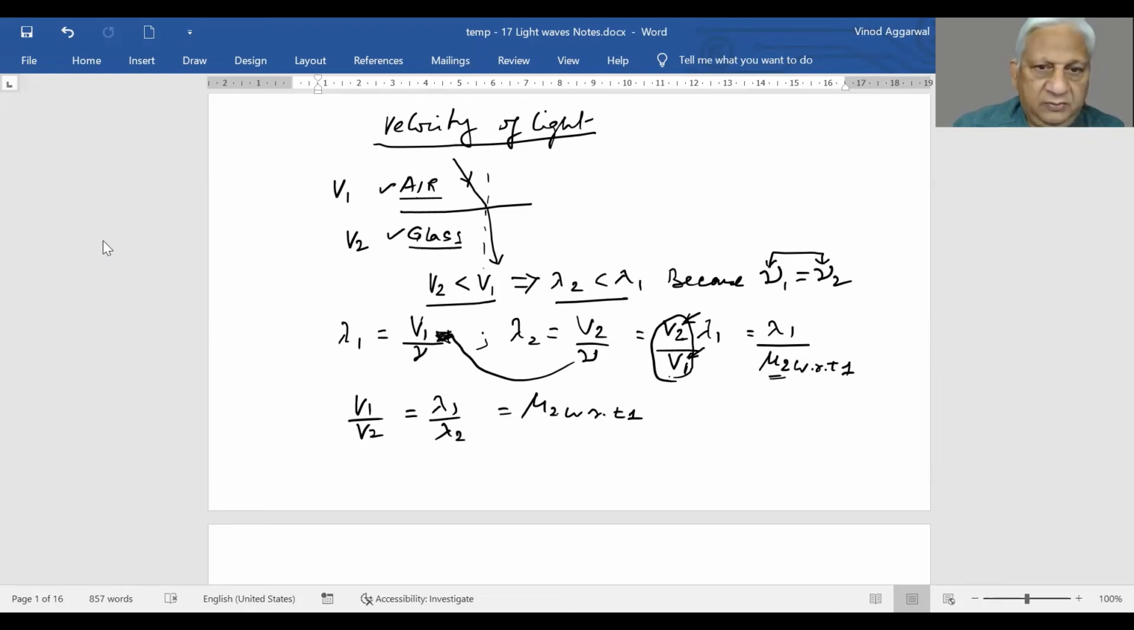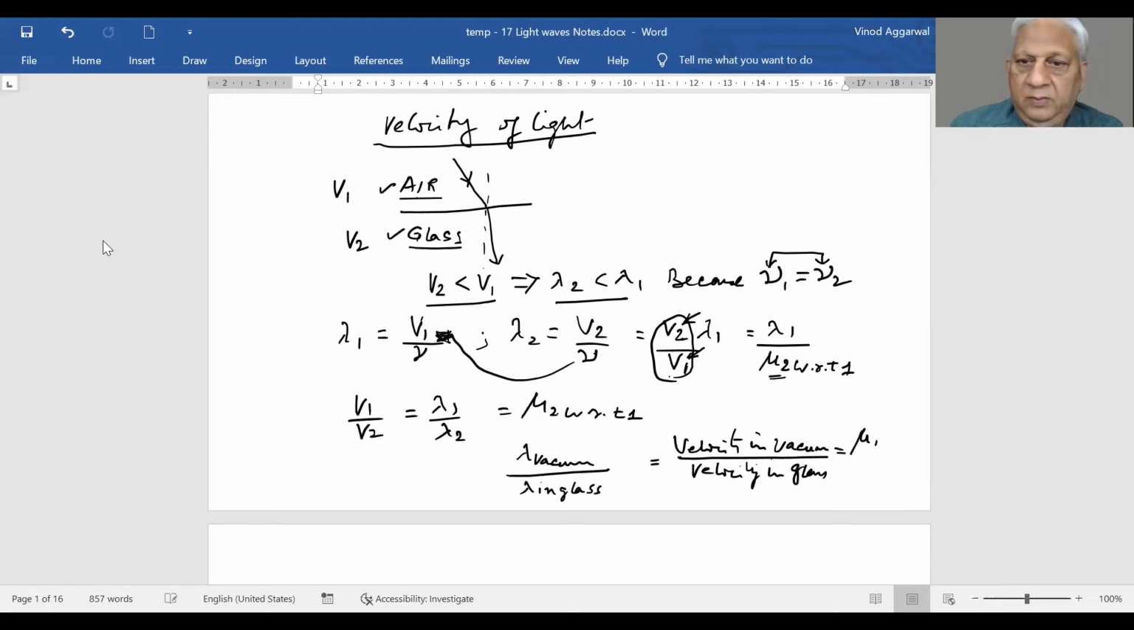Also, if we take one of the media as vacuum, then we can say velocity of light in vacuum divided by velocity of light in glass is mu of glass with respect to vacuum.